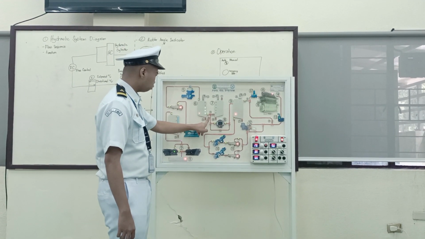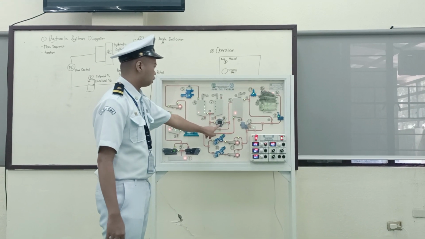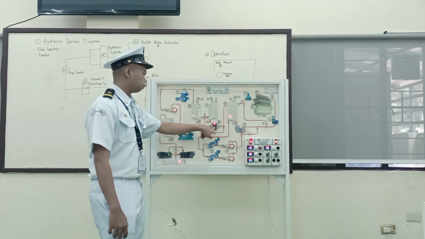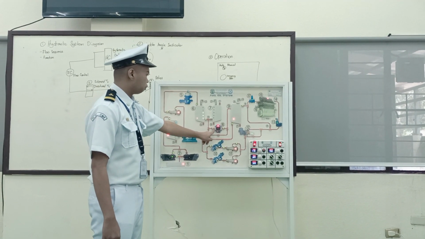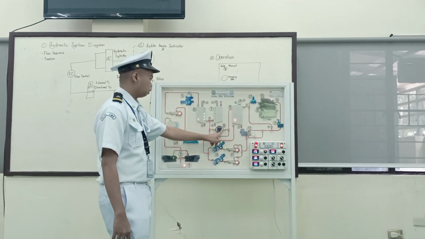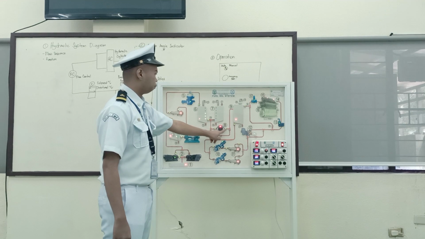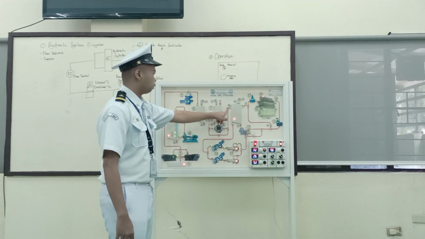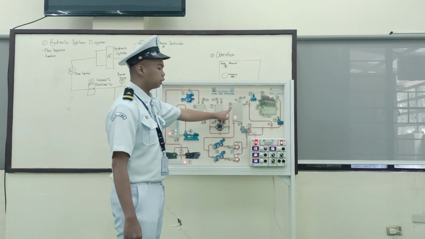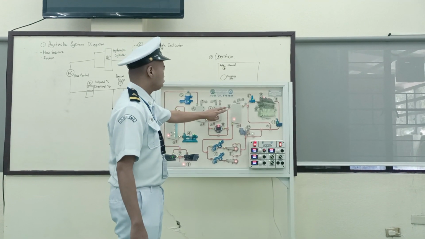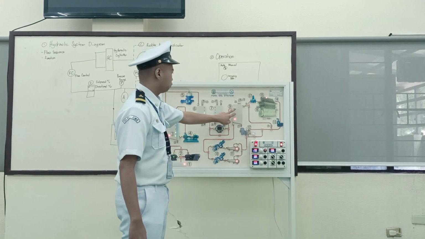Then from the service tank, going to the flow meter. The flow meter is responsible for monitoring or measuring the flow of fuel oil. Then going to the mixing tank. The mixing tank is responsible for mixing two different kinds of fuel oil.